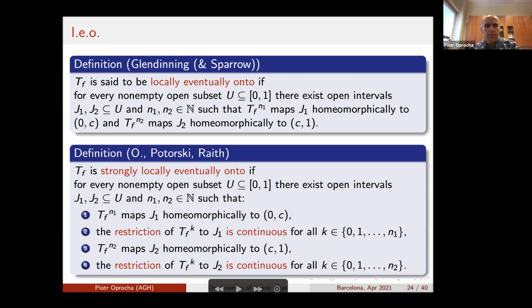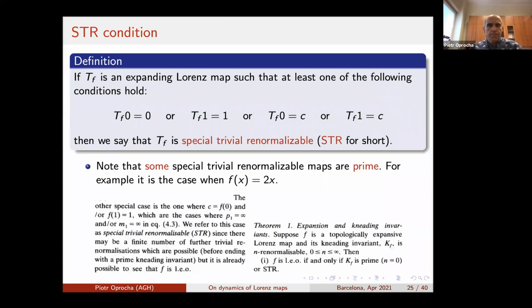So that extended definition, which we call strongly L.e.o, doesn't allow this situation, and that definition of Glendinning and Sparrow, which appeared in two papers, allows that. So this interval can break, passing through the critical point, and then somehow synchronize, some matching happens at the end, and they are back together, and you have a homeomorphism. All right.